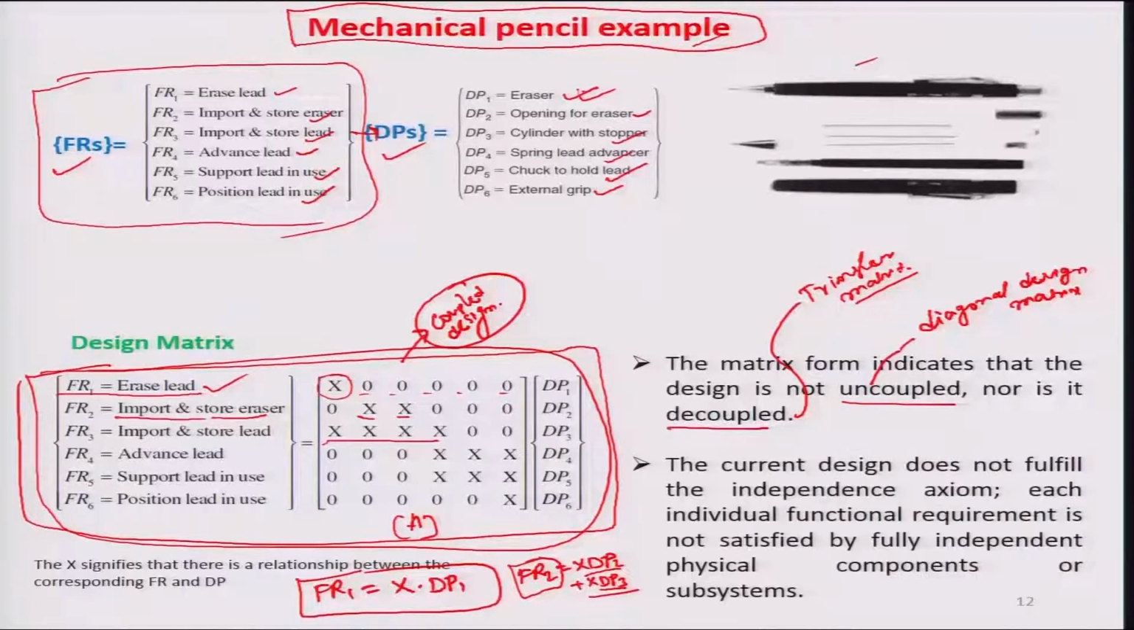The current design does not fulfill the independence axiom. Each individual functional requirement is not satisfied by fully independent physical components or subsystems. Here, for example, to satisfy functional requirement 2, there are 2 designing parameters involved. Similarly, in the case of FR3, there are 4 designing parameters involved to satisfy one requirement. So this makes it very complex. It increases the complexity of your program. So that's why it is a bad design.